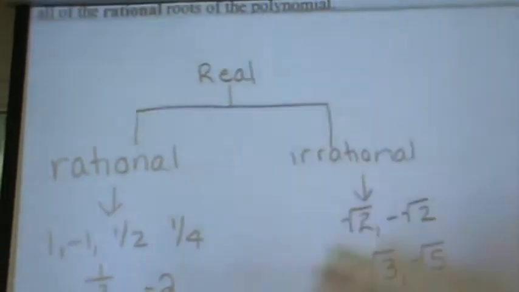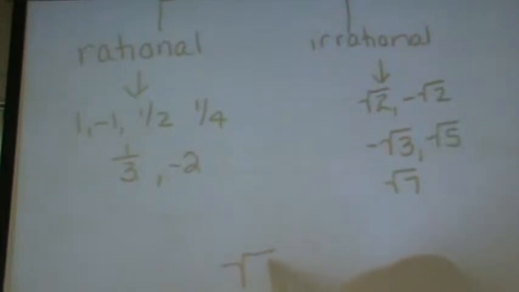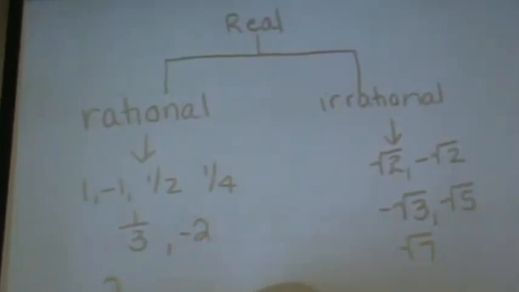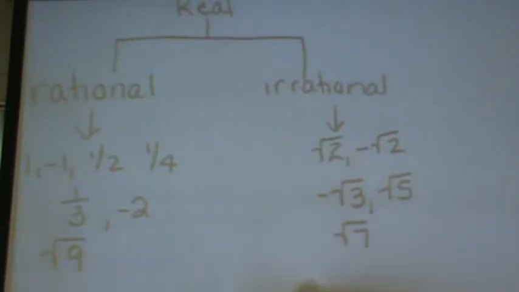Now all of these make up the set of real zeros. Both of these are real. So rational and irrational are real. What if I said square root of 9? What's the square root of 9? It's rational, because it's 3. Okay? So does everyone know the difference?